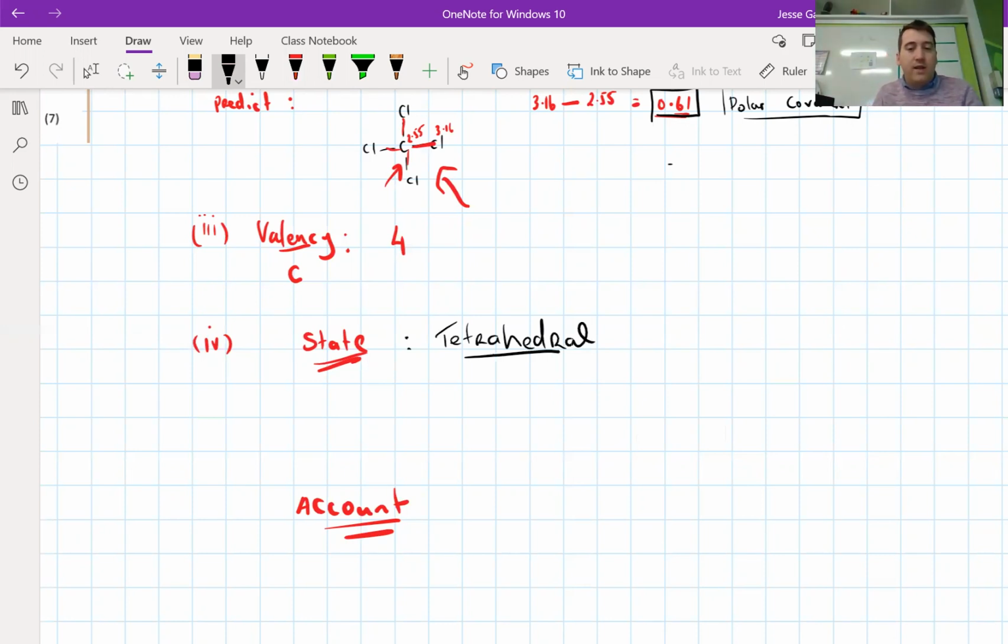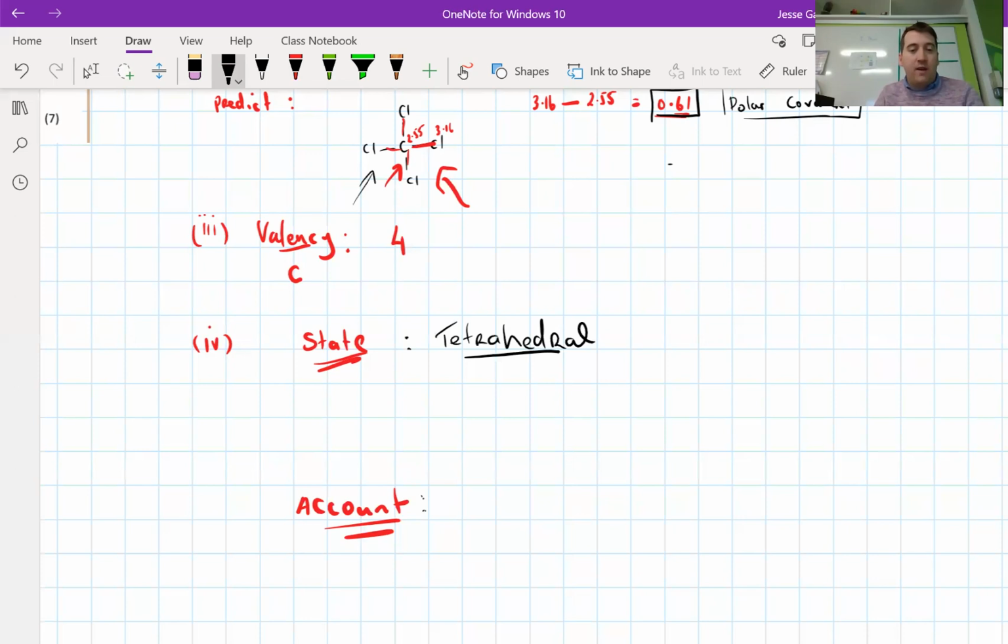The next question is account. It says to account for why it is a tetrahedral shape. So pause the video. What makes this be a tetrahedral shape? Pause the video and do that now. Okay, if you didn't talk about the number of bond pairs and lone pairs, then you need to do that now, because that's what decides what the shape is. Pause the video and write an answer.